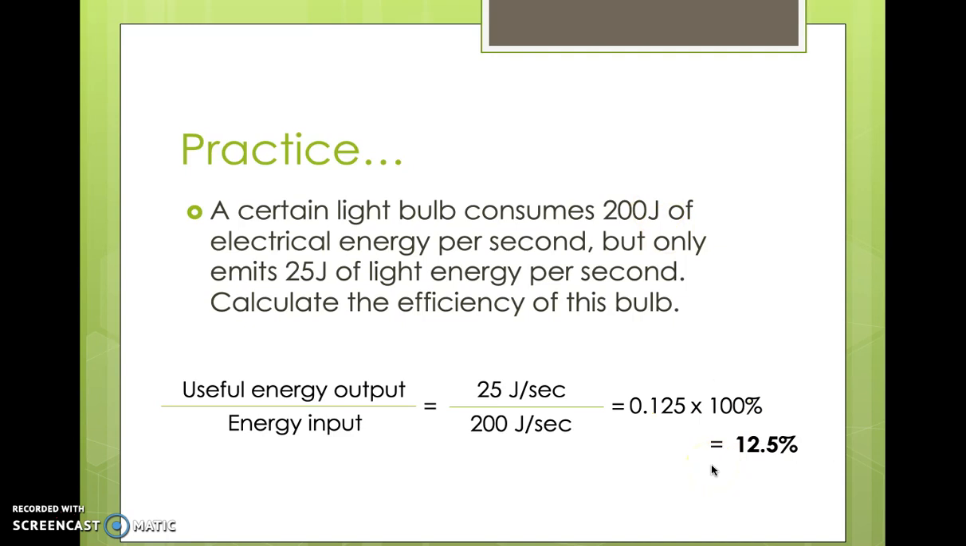And actually, if you look at a lot of light bulbs, they're not very efficient as far as the energy input versus output.